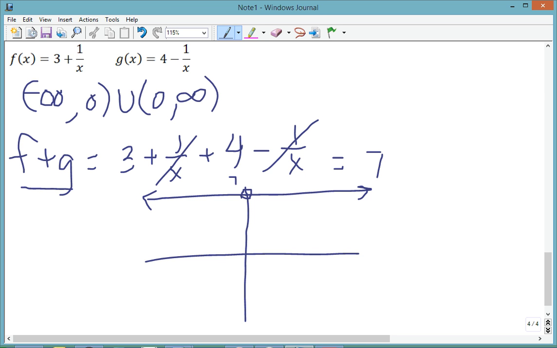So that's what we're doing with adding, subtracting, multiplying, dividing. You really just add them or divide them or subtract them, whatever. And then the domain has to be the intersection of the two.